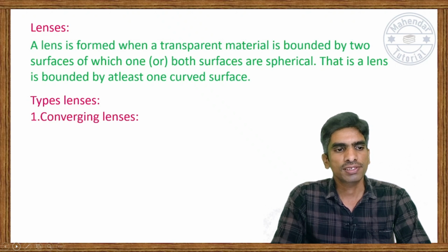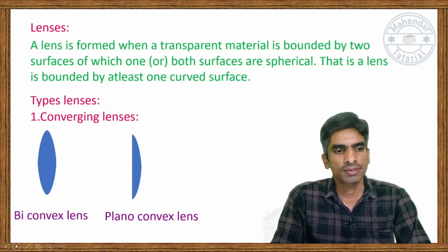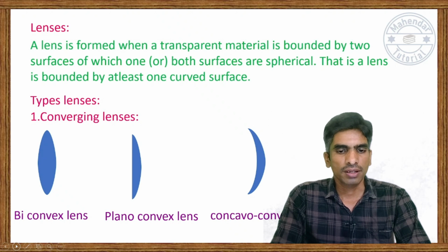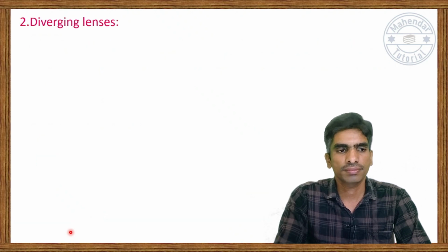Types of lenses. First one is converging lens. There are three types of converging lenses: biconvex lens, plano-convex lens, concavo-convex lens. These are converging lenses.